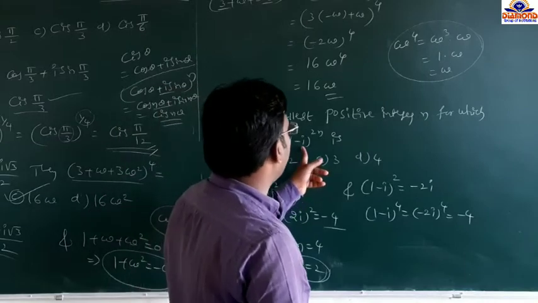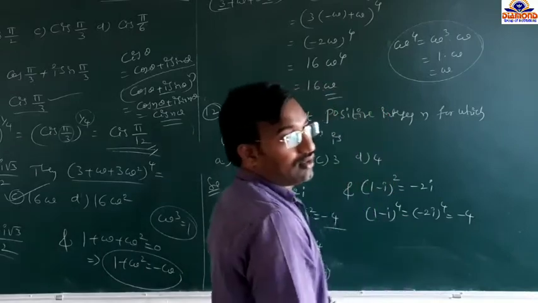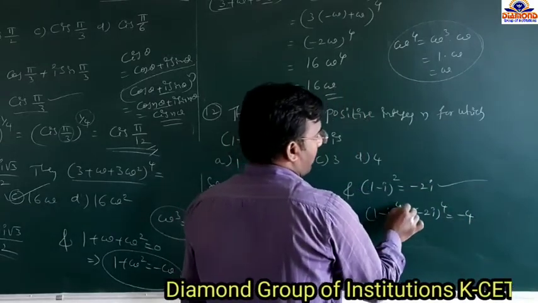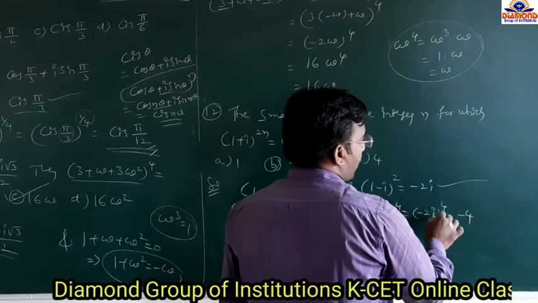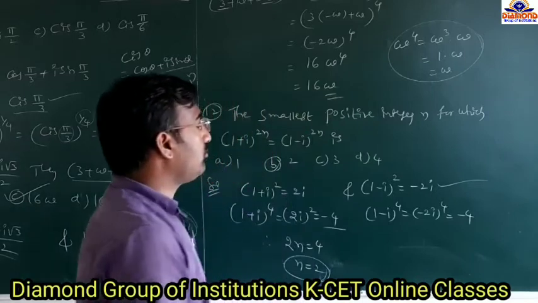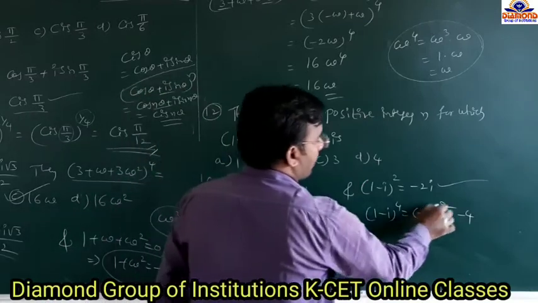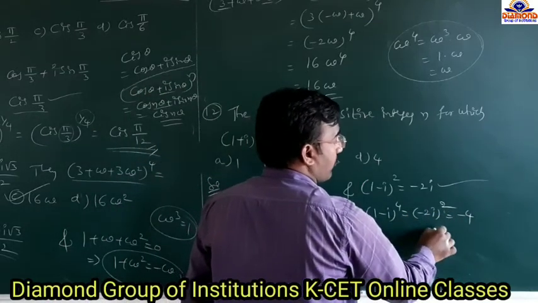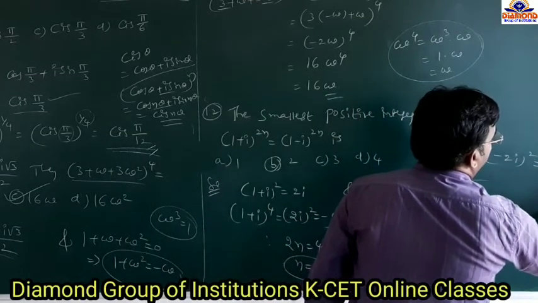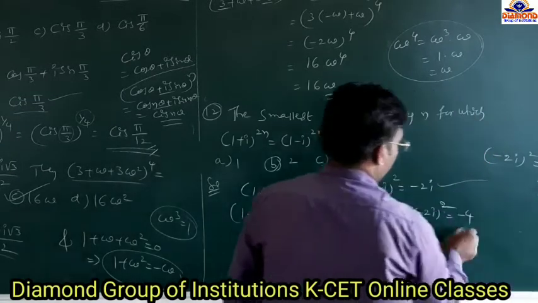Right side, find out (1 − i) whole square. (1 − i)² equals 1 + i² − 2i. So i² is −1, that's why remaining is −2i. So (1 − i)⁴ equals (−2i)². (−2i) whole square is nothing but (−2)² into i². (−2)² is 4, into i² is −1. That is equal to −4.